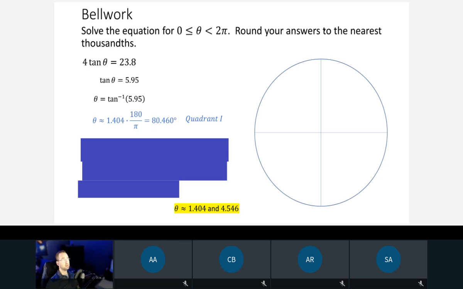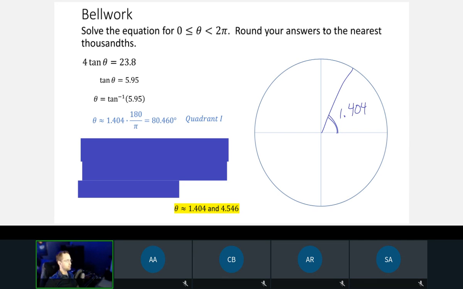I'm going to draw the line. Here, we'll say that's about 80 degrees. That's weird. Okay, so that's about 1.404. Is that what we said? 404, yep. So 1.404. So there's your first answer.